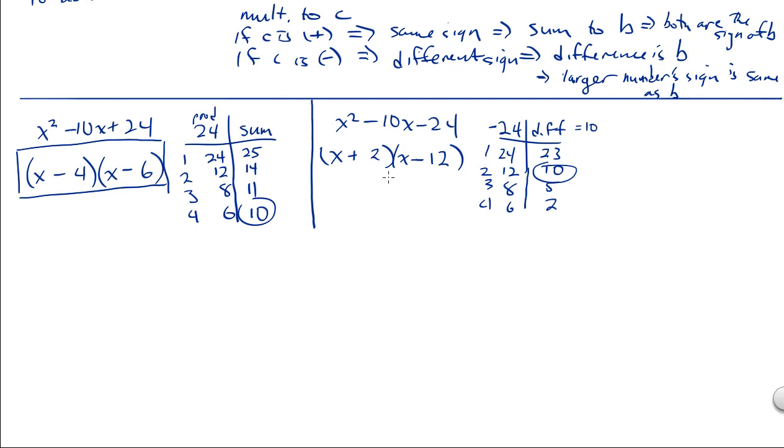So see how I don't have to fiddle around with figuring out all the different sign combinations to get the right thing. I just know it's got to be a difference, and then I look at b and it tells me what the signs are.